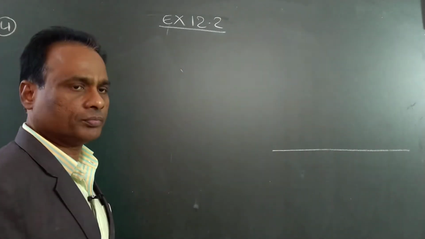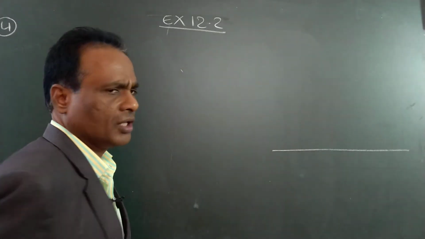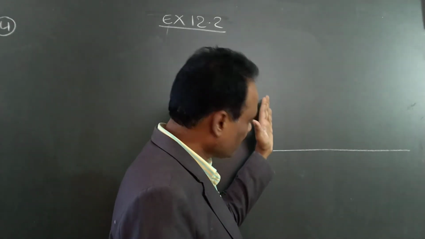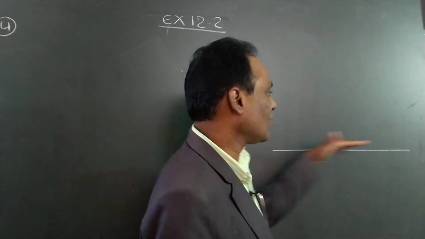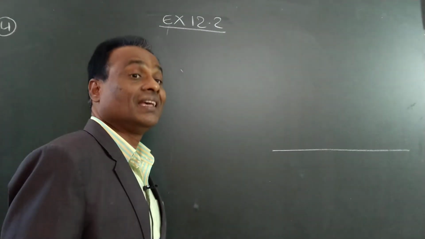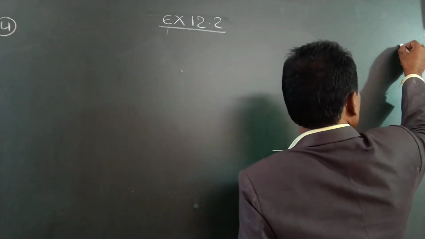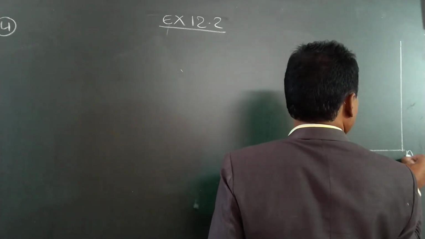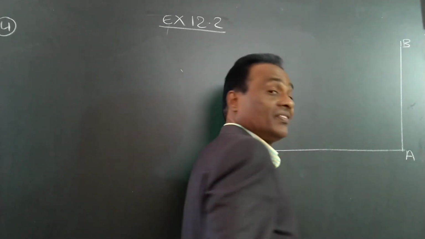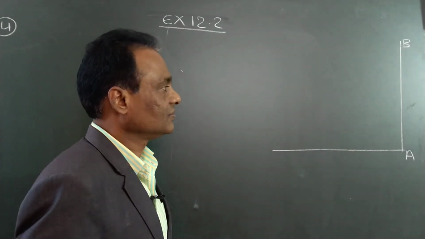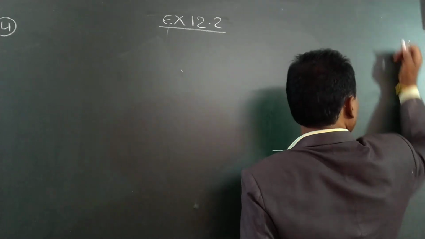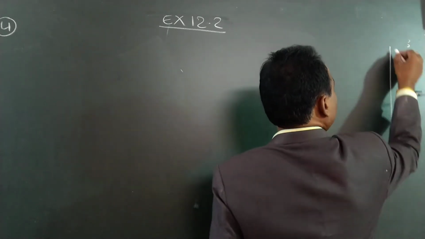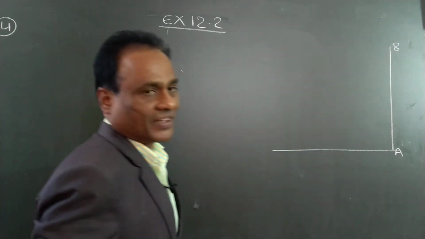This is the ground. For any reference, we take the ground, because everything will be on the ground only. If the tower is there, it will be on the ground. Building is there, it will be on the ground. Tree is there, it will be on the ground. First we draw the ground. This is the ground. There is a cell tower. Let AB be the cell tower. This is the cell tower.